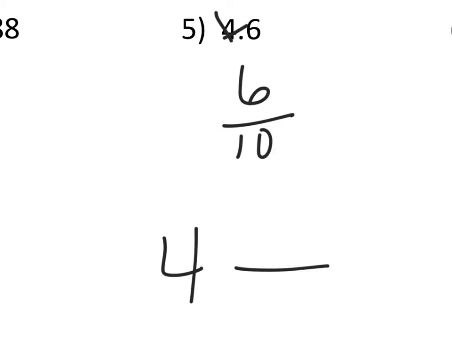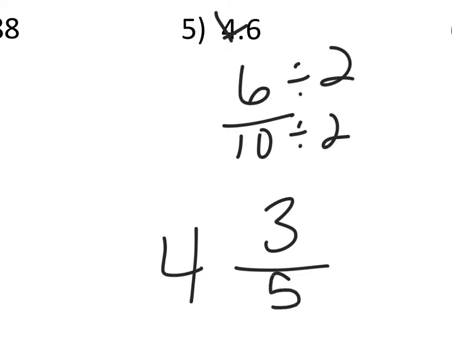On number 5, we once again see that we have a number greater than 1. So I'm going to do the same process. I'm going to come down here. I know I'm going to have a whole value of 4, so I can take that 4 out, and then I look at just that decimal value, that part of a whole, and it's 6/10. Well, 6/10 is one of those fractions that I can easily simplify by 2, and I end up with 3/5.